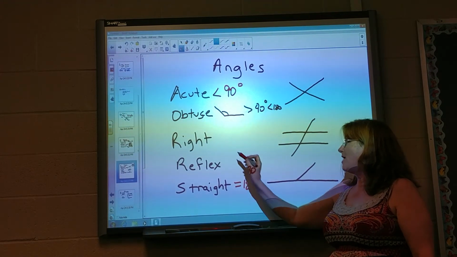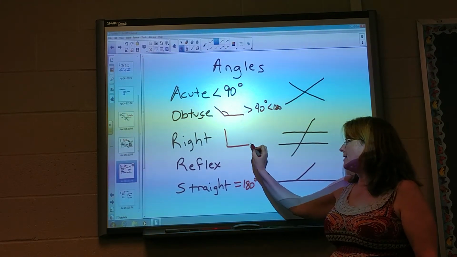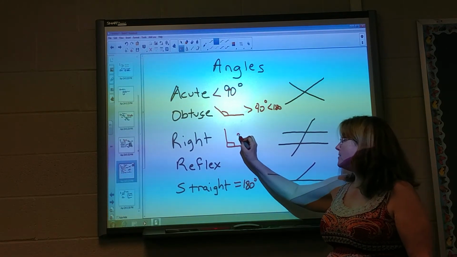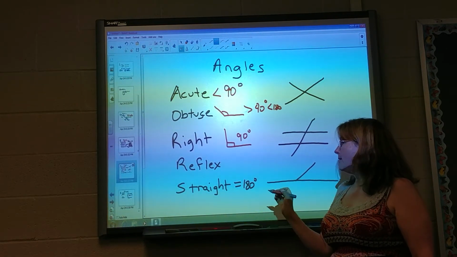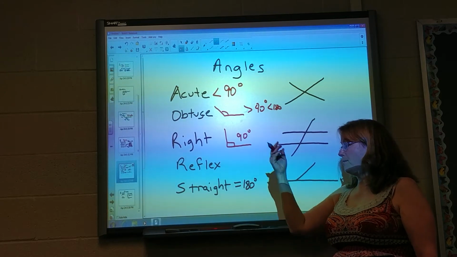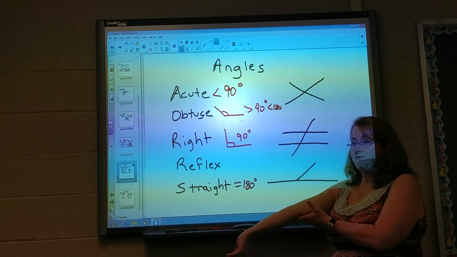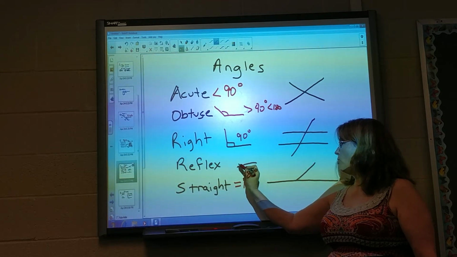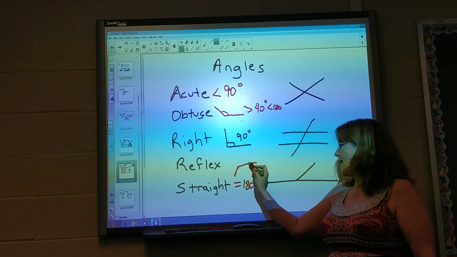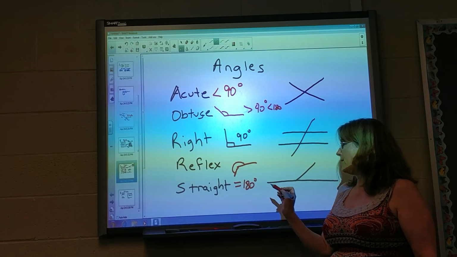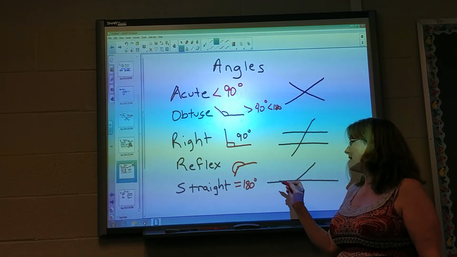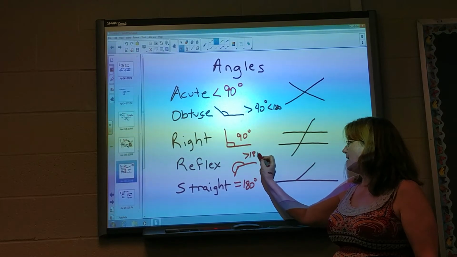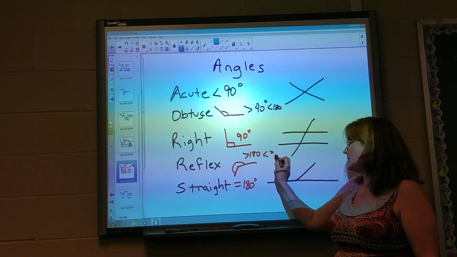We have a right angle. That's exactly 90 degrees. Usually it'll have a little square mark in the corner. Then we have a reflex angle. Think about opening your arm past as far as it should go. So here's our opening, and it opens bigger than that. That's called a reflex angle. It's greater than 180, but less than 360.